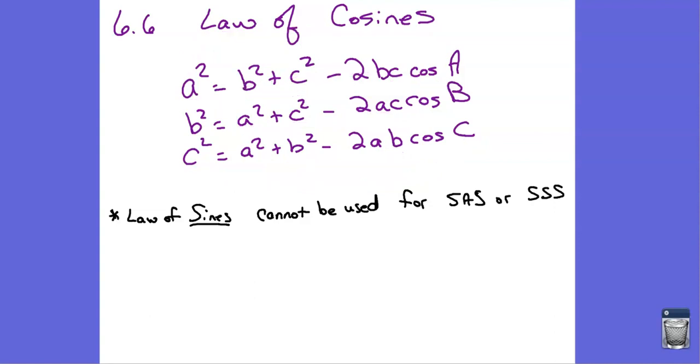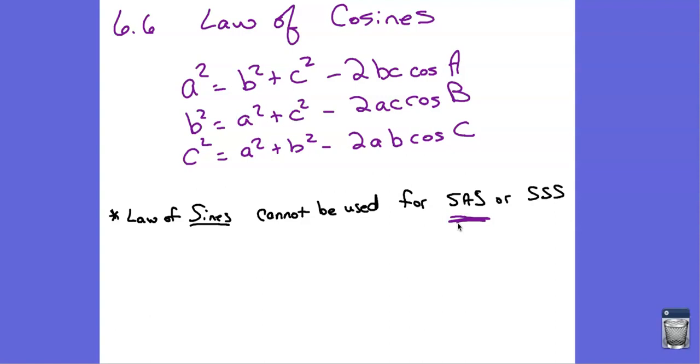All right, so the law of sines cannot be used for side angle side. If you go back and look at that video, the notes that we did, side angle side was the ambiguous case that we had to look at. And then, of course, if I give you the three sides of a triangle, you can't use the law of sines.